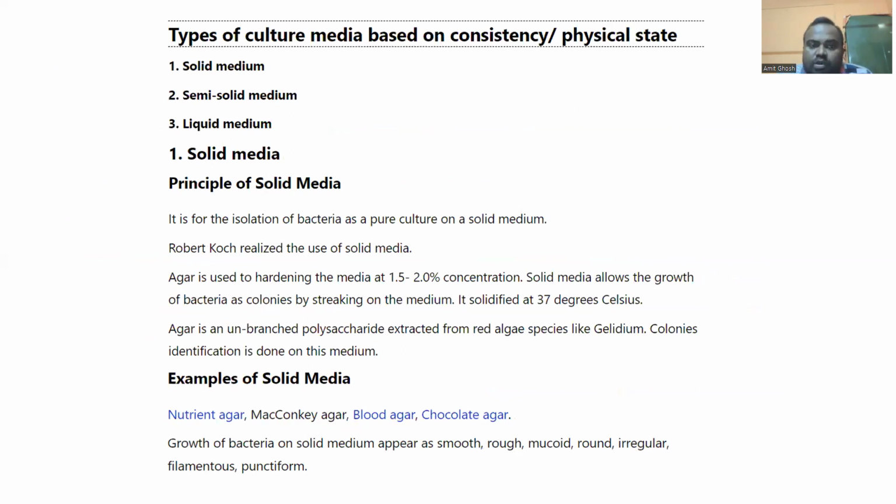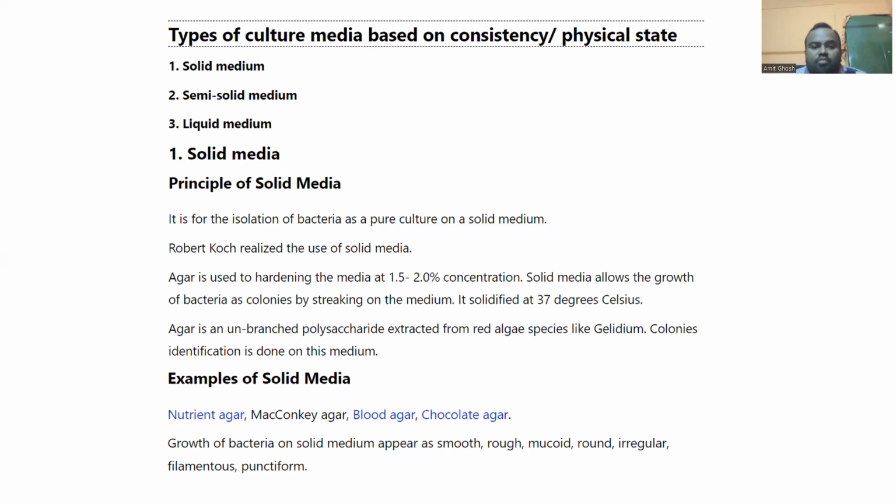Now we will learn the types of culture media based on consistency or physical state. If it looks like a solid, it will be solid media. If it looks semi-solid, it will be semi-solid media. And if it looks like a liquid, it will be liquid media.